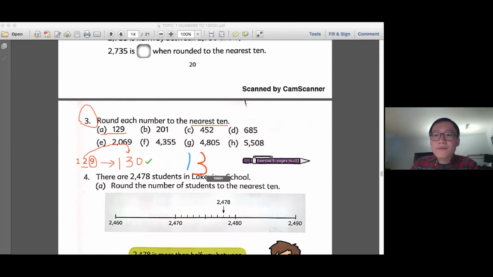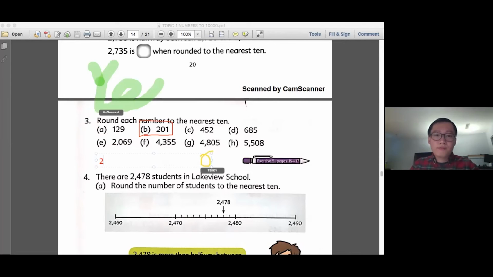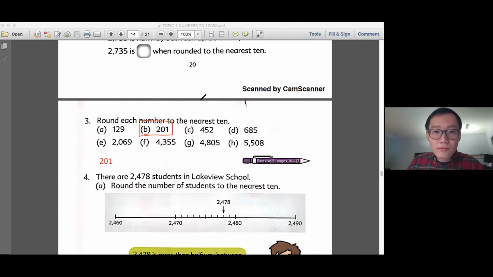Okay, now it's time for an exercise. 201, which number are we rounding to? 200. So I heard 200. At first I heard 190 something, and then I heard some people say 200. So one of them must be right.